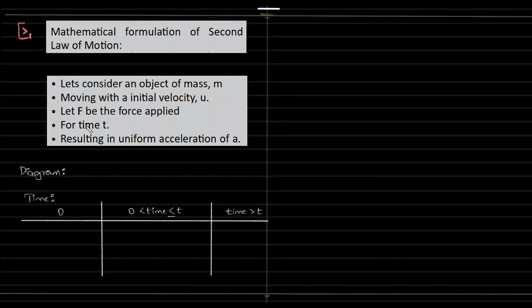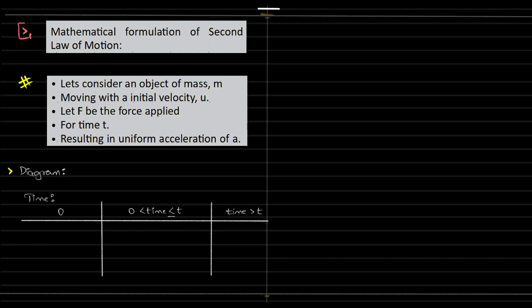Mathematical formulation of the second law of motion. We are looking at a mathematical expression that we can derive from the second law of motion. The initial conditions are these. Let's consider an object of mass m moving with an initial velocity of u. Let F be the force applied for time t, resulting in a uniform acceleration of a.